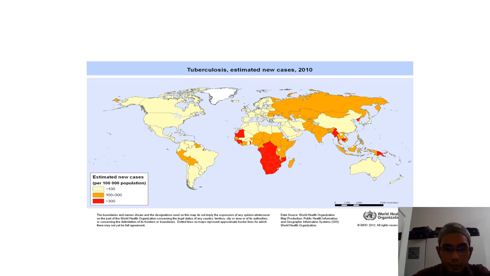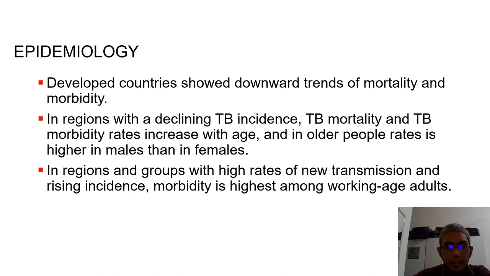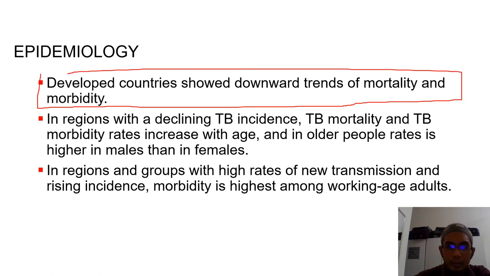If you see this one, the estimated number of cases, a lot of cases are in the African region as well as the Asian region. But in comparison with developed countries, we are still considered developing. For developed countries, they say that the downward trend is due to the better healthcare system there. But nowadays, because of increasing HIV due to sexual promiscuity, as well as other risk factors of TB, they can see that the number of cases is actually fluctuating even in developed countries.